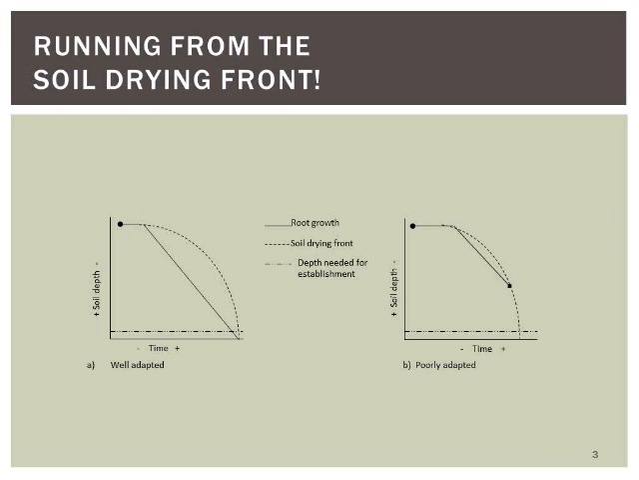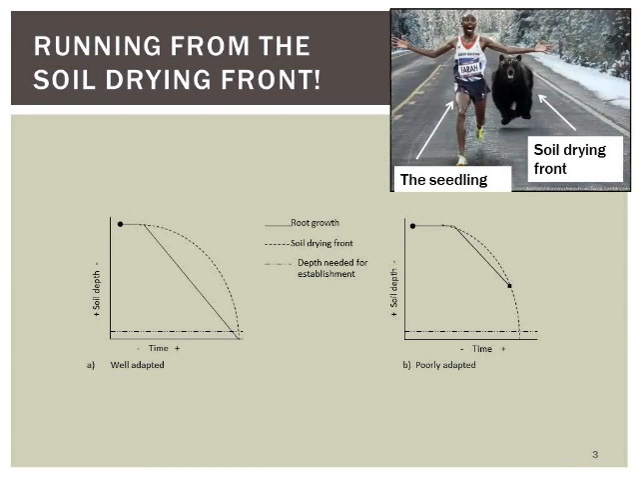In well-adapted plant materials, the seed will germinate and grow their roots before the soil drying front overtakes the root. If it doesn't, like over here, the soil drying front overtakes root growth, then the seedling roots would desiccate and the plant would die. So we want the well-adapted seedlings to outrun the soil drying front.